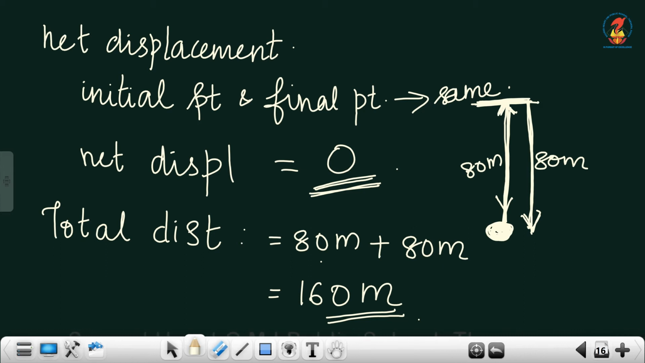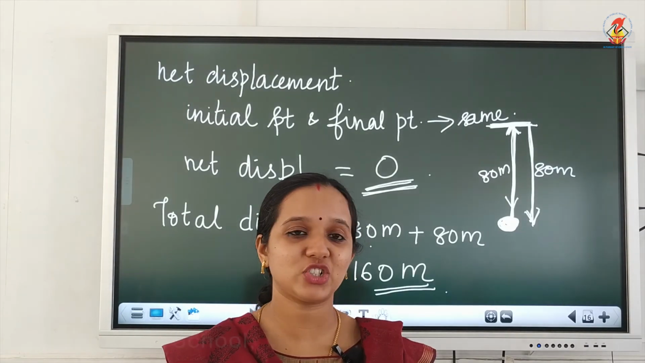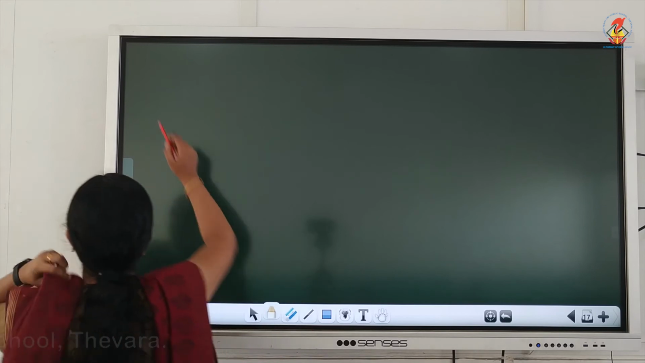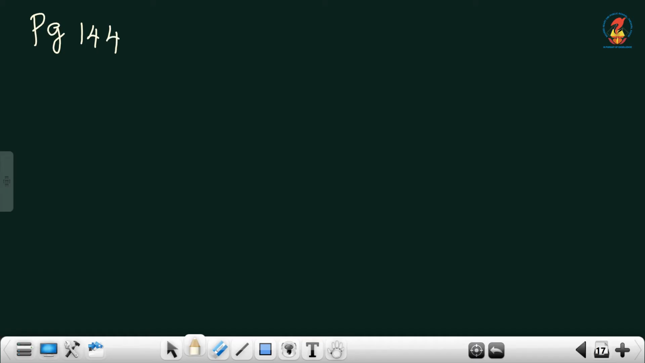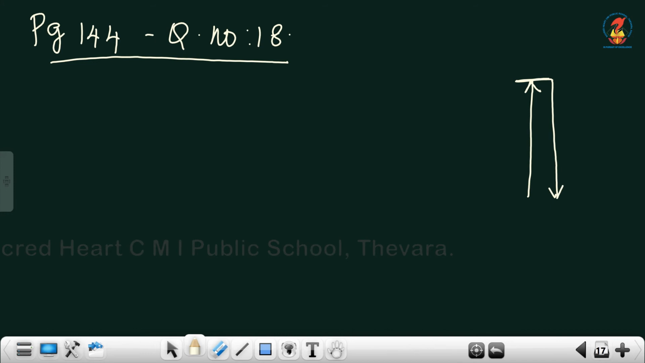Now, moving to question number 18 of your textual exercise, which is there on page number 144. The question is, a ball thrown up vertically returns to the tower after 6 seconds. So a ball is thrown up, it reaches a height and then returns back to ground, and the total time taken for that is 6 seconds.